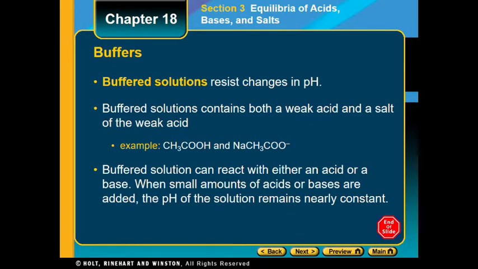A buffered solution can react with either an acid or a base, and with small amounts of acid or base, the pH will remain nearly constant for part of this solution. It depends on how much you have, and we will look at how long the pH will remain nearly constant with some examples before the section is over.